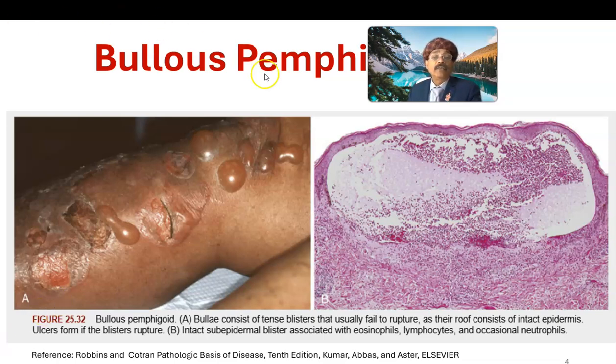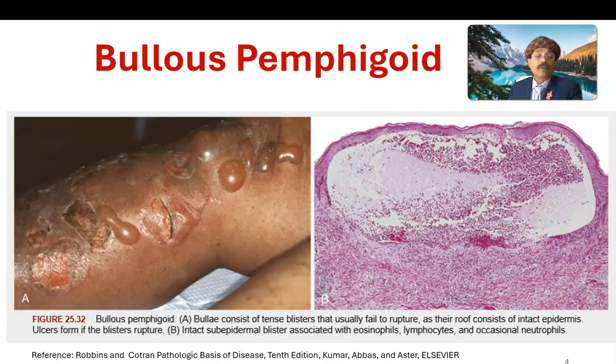Okay, here is the image. If you look at the image, you'll find bullous pemphigoid. The bulla consists of a dense blister that usually fails to rupture, as its roof consists of intact epidermis. We also get ulcers from blister rupture. This is the ulcer from the blister rupture, and here is the intact blister.